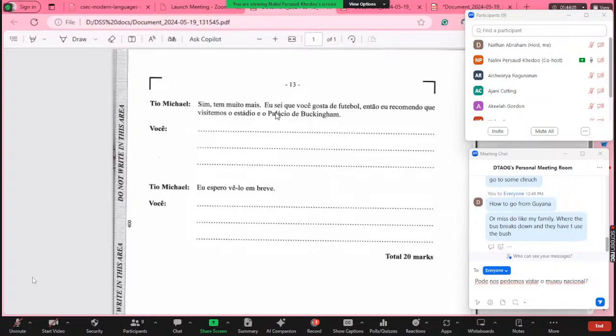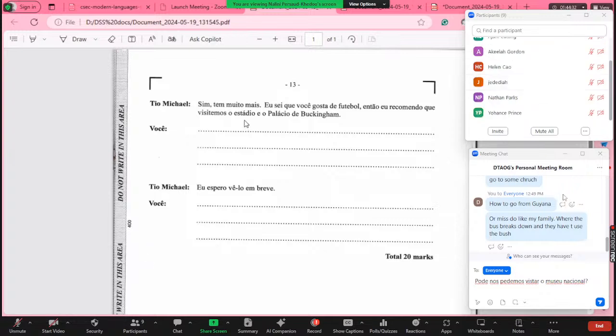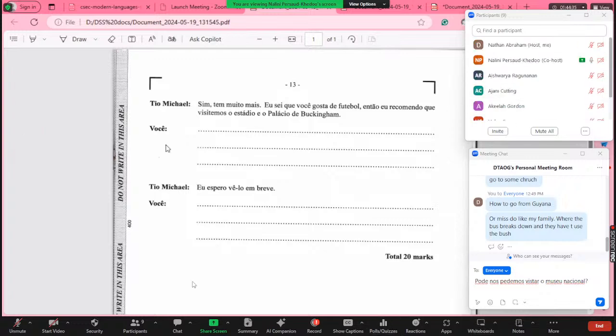I know that you like football, so I recommend that you visit the stadium and the Buckingham Palace. So he talks about football. He's recommended they visit this stadium. So he's recommended the stadium and the Buckingham Palace. So what question do we put here? What question do you think you have to ask to get such a response?